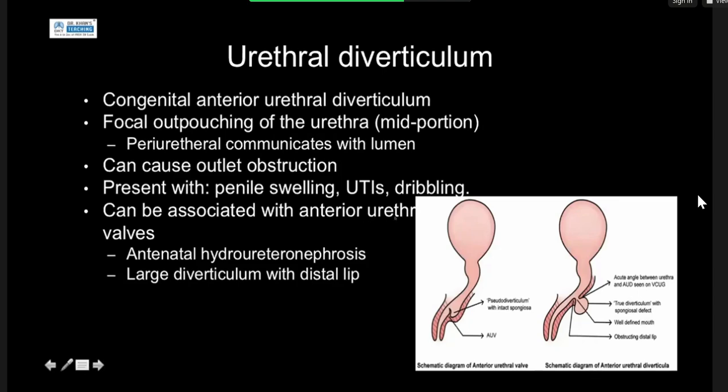So this should say it can be associated with anterior urethral valves. And if there is an anterior urethral valve, like in this diagram here, you can see there's a valve similar to a posterior urethral valve, then that child will present with antenatal hydroureteronephrosis rather than it presenting in an older child.